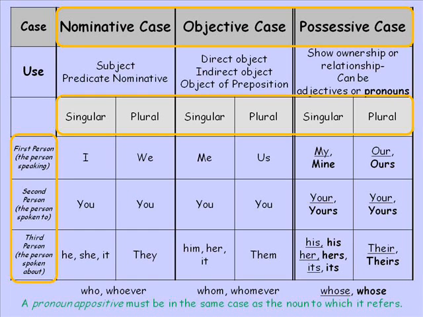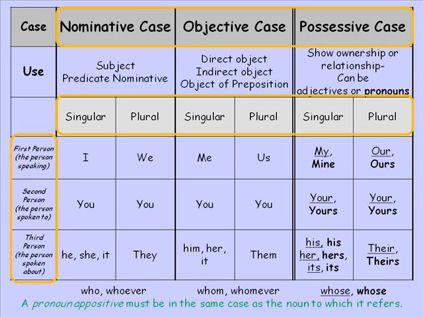Now, here's a chart that I gave you that shows you these different pronoun cases. Now, I understand there's a lot of information here, and we're going to cover it slowly and look at each part of it. Notice up at the top in the orange, we have the nominative case, the objective case, and the possessive case. Those are our three pronoun cases.